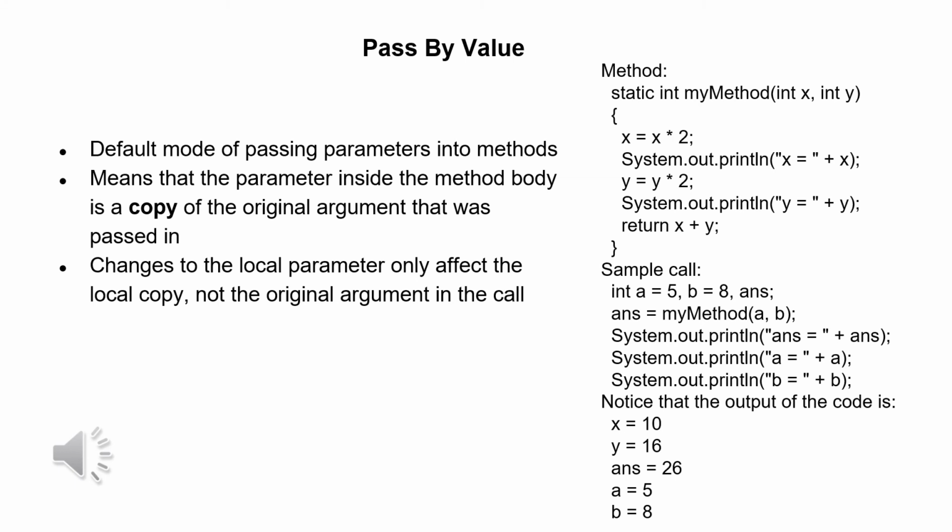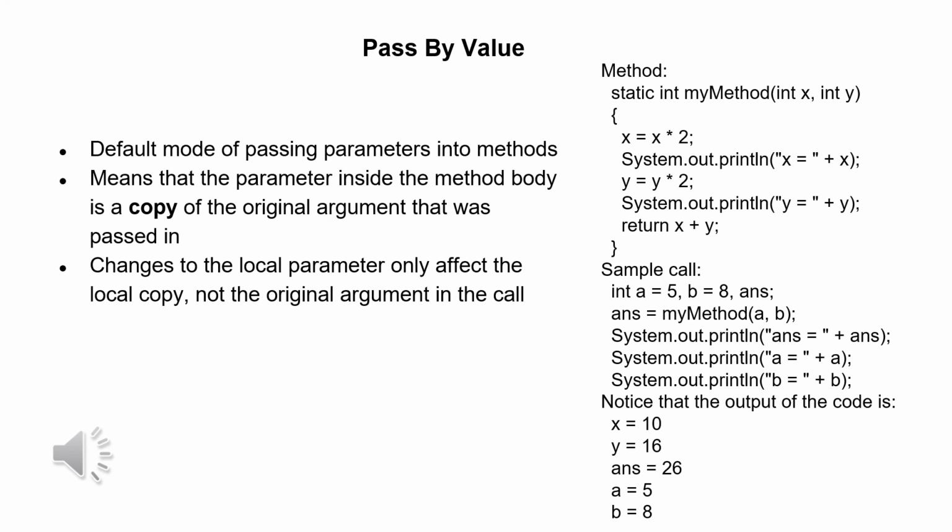In the main method of the program, as you see in the sample call, we have declared and initialized the two variables a and b with values 5 and 8, and then we pass these variables as the input to the method my method, right? So ans is my method a and b.